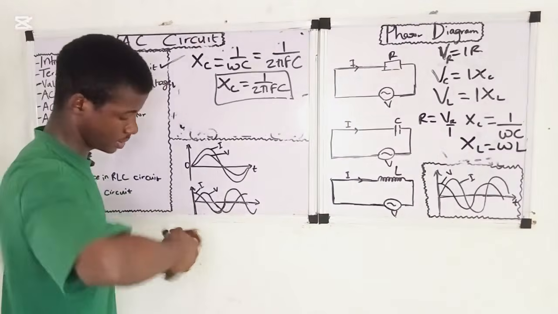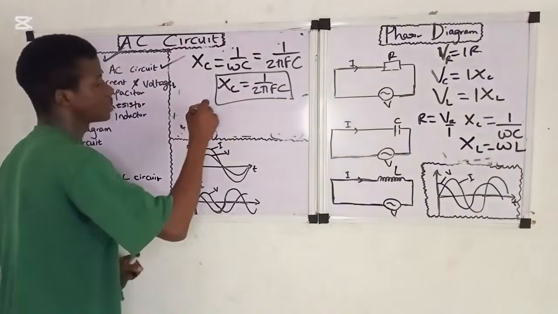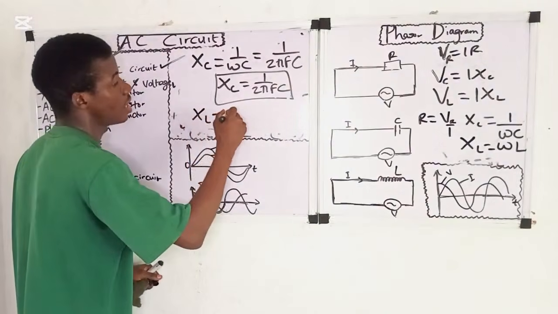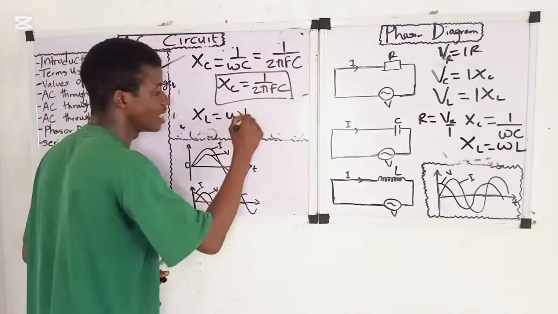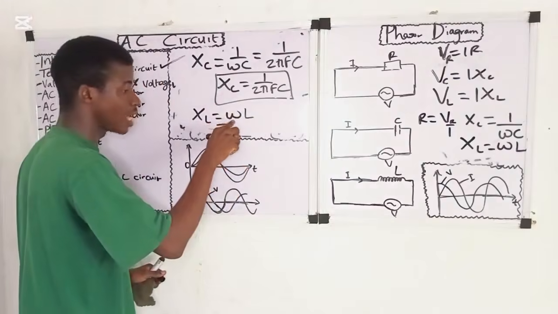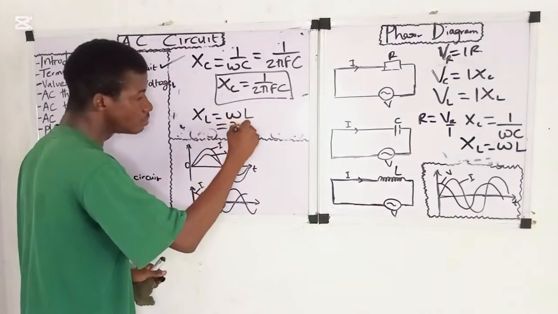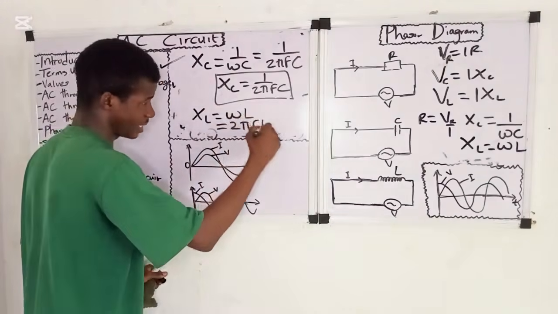Then what about inductive reactance? The formula for inductive reactance is angular frequency or angular velocity times inductance, right? But we know the angular velocity is 2 pi f, then times L, right?